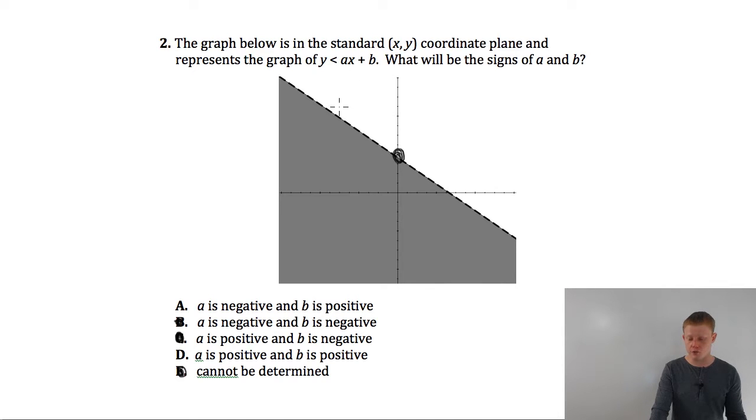Let's go on to A. A is the slope. A takes the place of m. And the line falls from left to right. That means A is going to be negative. So I'm going to eliminate anywhere that A is positive. And I'm left with answer A. That's all there is to this one.